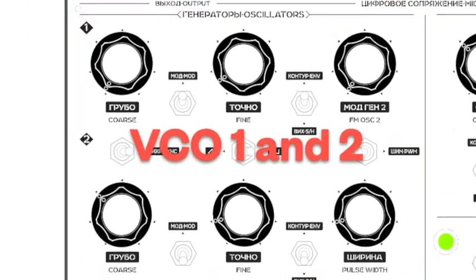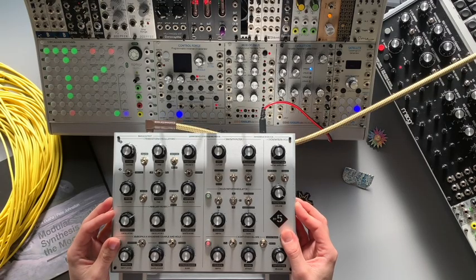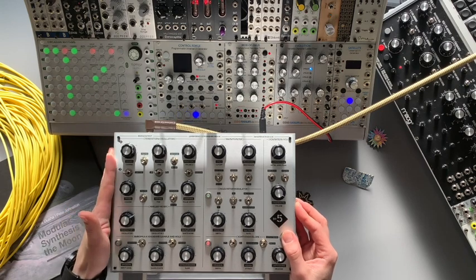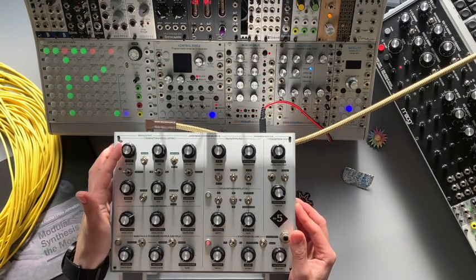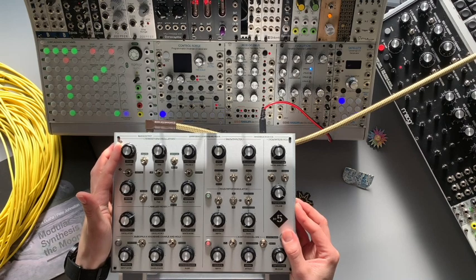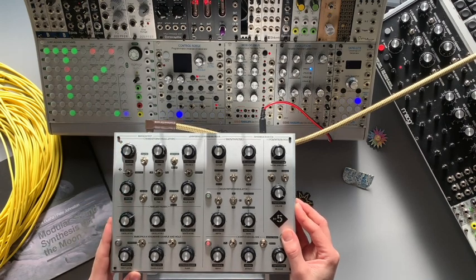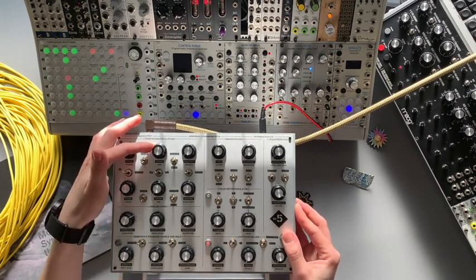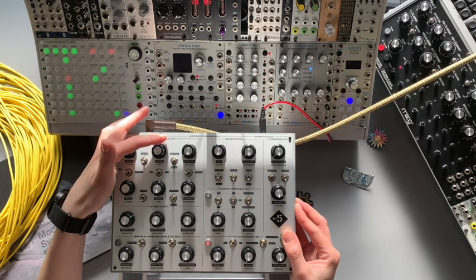VCO 1 and 2. Clicks are the lowest frequency of sawtooth waveform generated by VCO 1. Coarse knob will set the frequency. Fine knob will tune it.